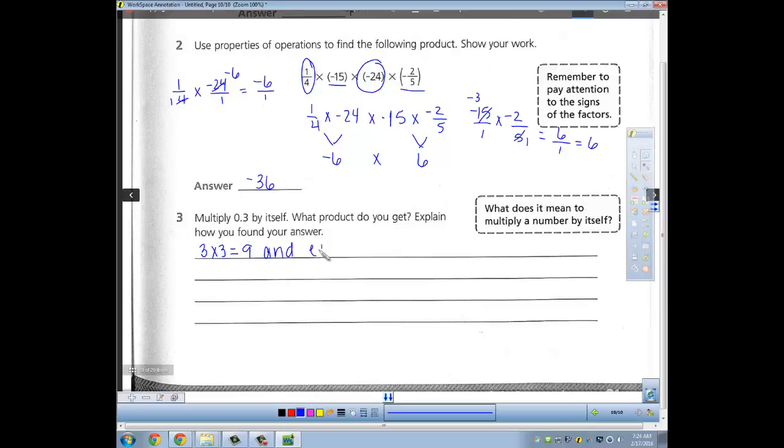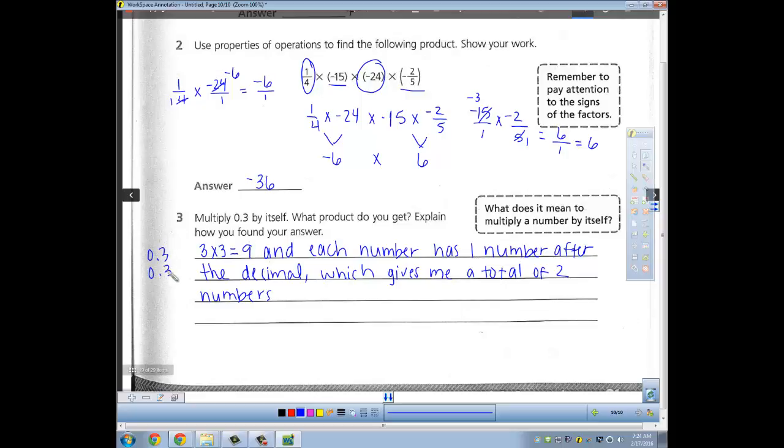And each number has one number after the decimal, which gives me a total of 2 numbers. So it gave me 2 numbers after the decimal because your first number, 0.3, has one number after the decimal, and times 0.3 has a number after the decimal, so that's a total of 2 numbers after the decimal.